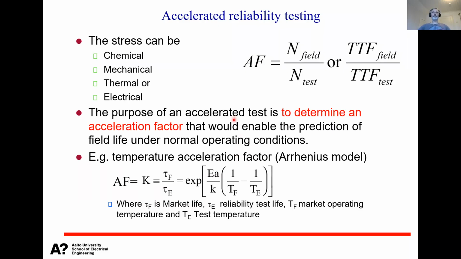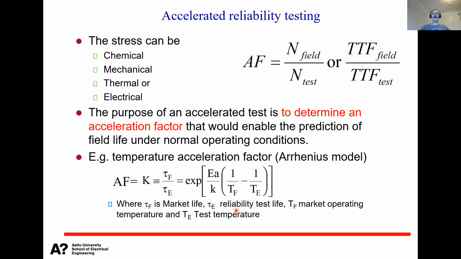And as already mentioned, I think it was in the first or second lecture, most of our models which give us this acceleration factor contain this Arrhenius part. So this thermal activation, the effect of temperature. So here we have again the field temperature, and this is our test temperature, and this is the Arrhenius equation. So with that we can get the acceleration factor.